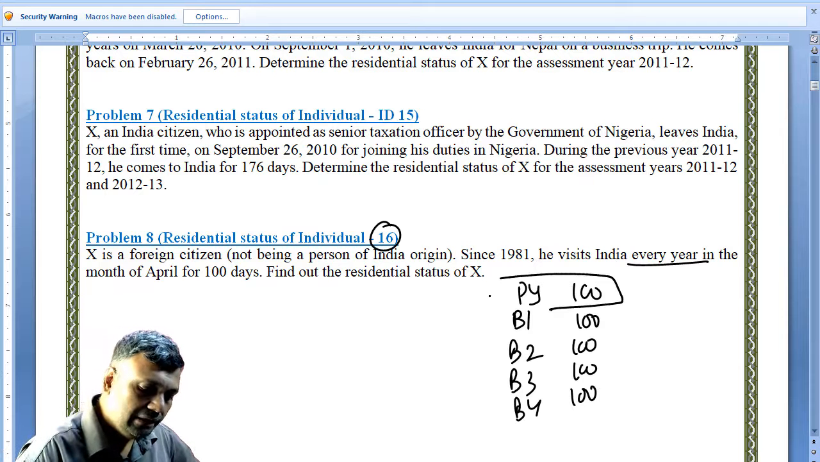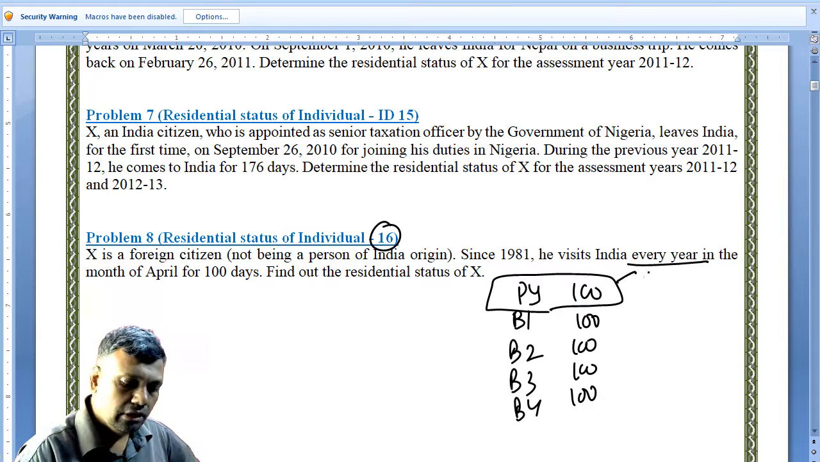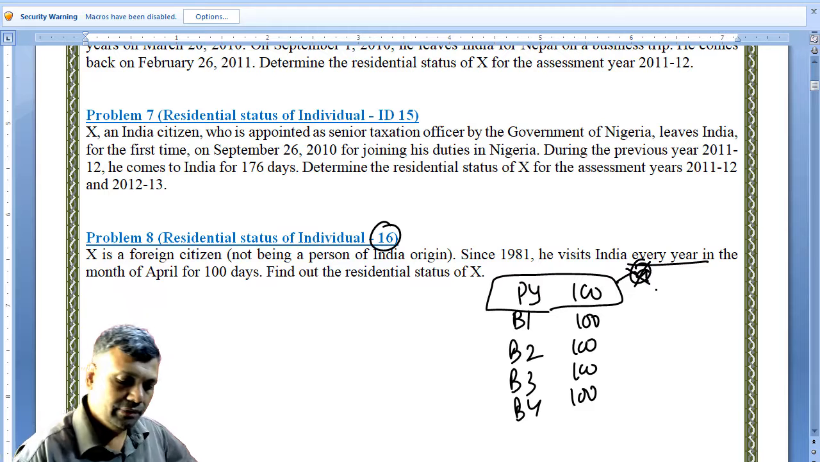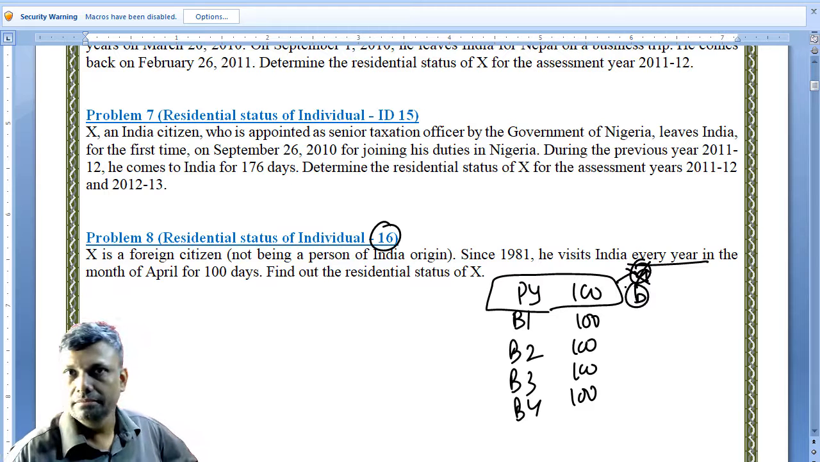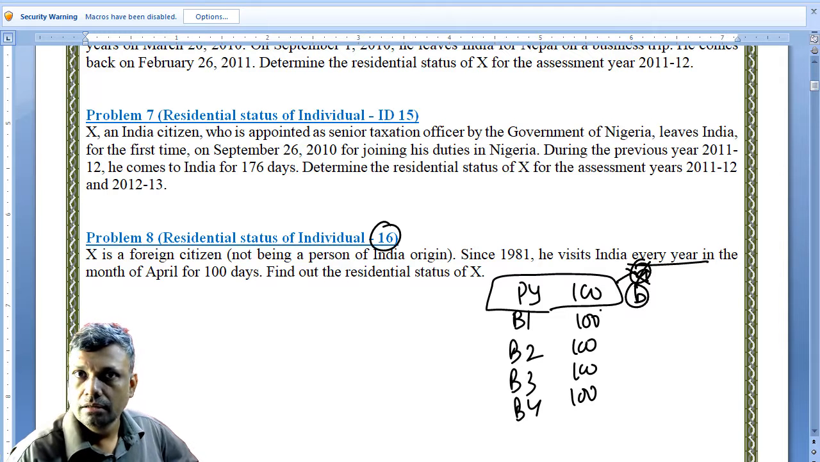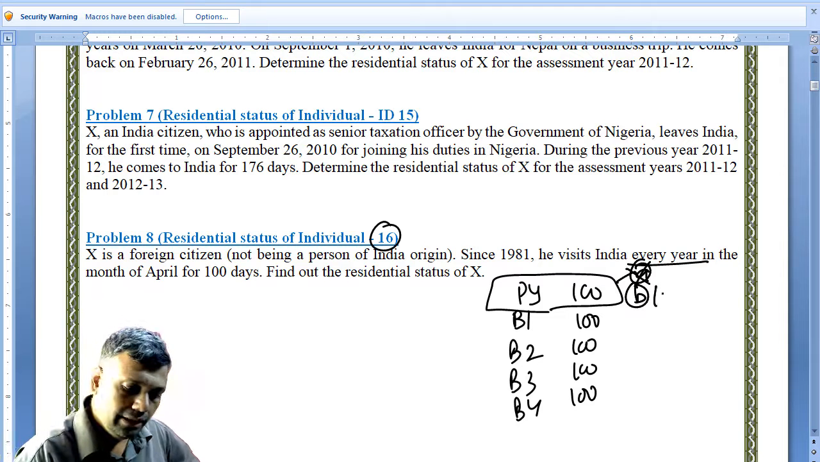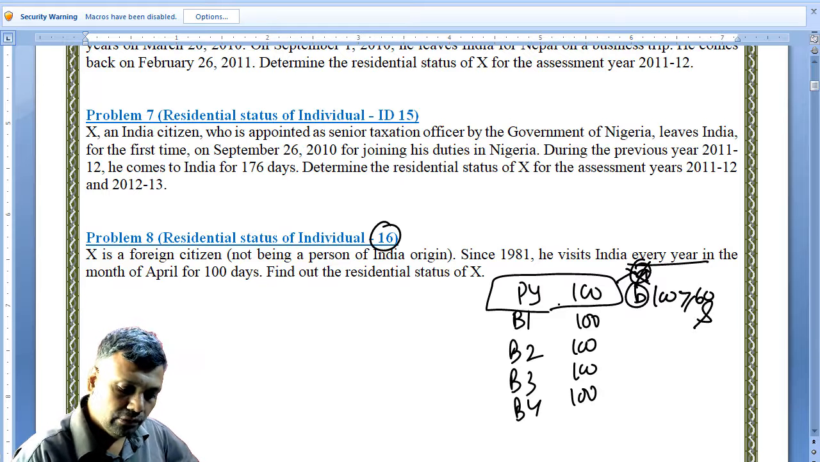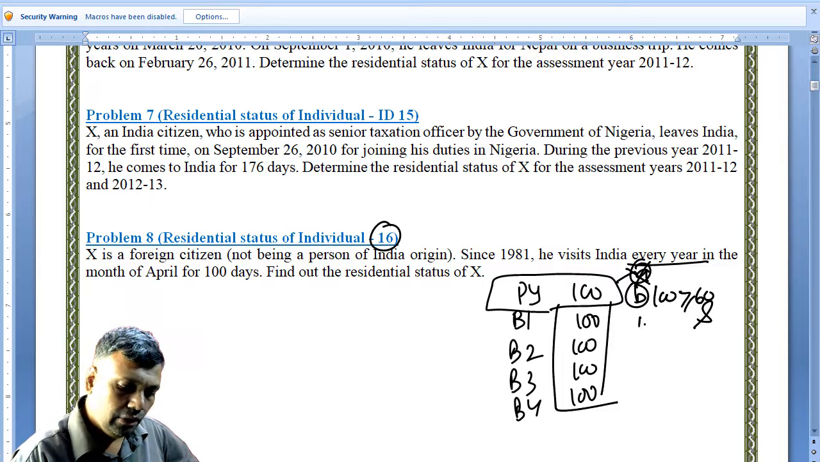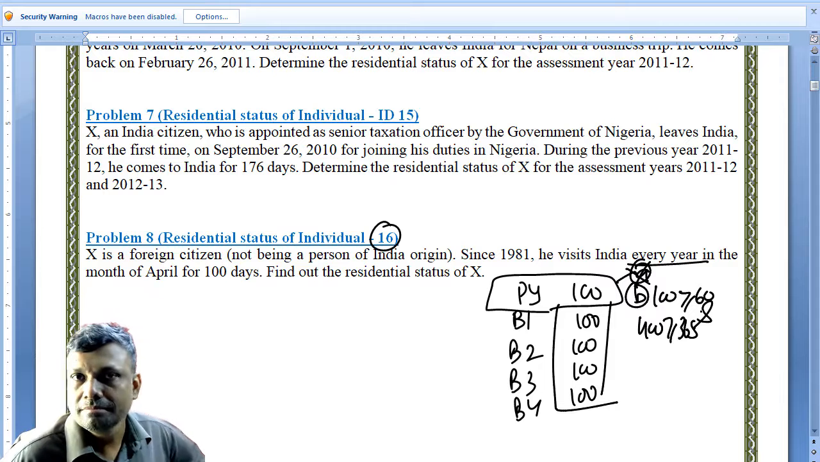Now, in the previous year he came for 100 days. So condition A will not be satisfied, because condition A requires 182 days. Now condition B. 100 days is more than or equal to 60 days. And for the last 4 years it is 400, because 100, 100, 100, 100. So 400 is greater than or equal to 365. So he is going to be resident.